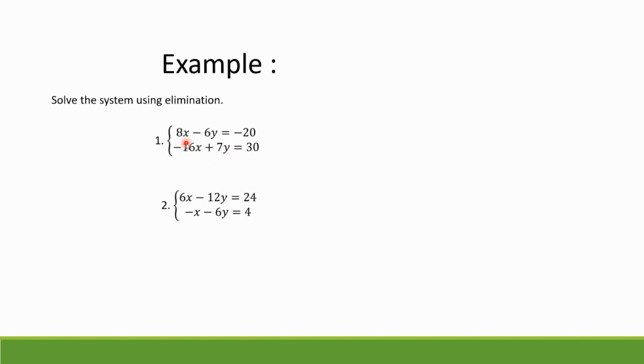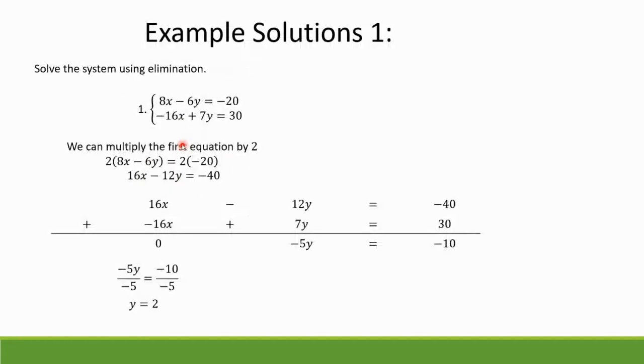Okay. So for instance, here we have 8x minus 6y equals -20. Here we have -16x plus 7y is 30, right? So we have -16x here. Now 8x we have. Well, if we were to multiply the first equation by 2, 8x would become 16x, right?